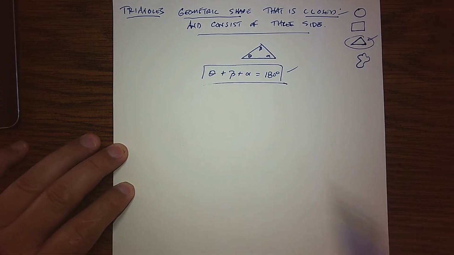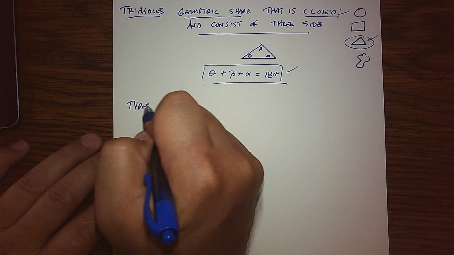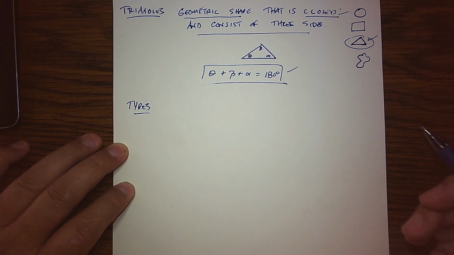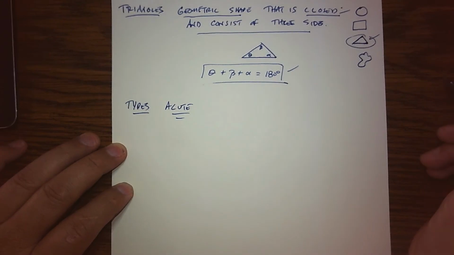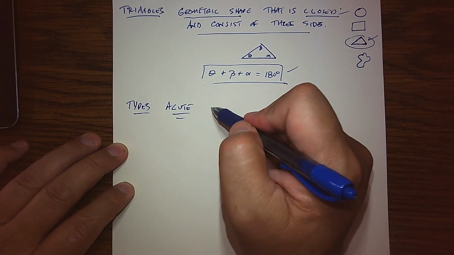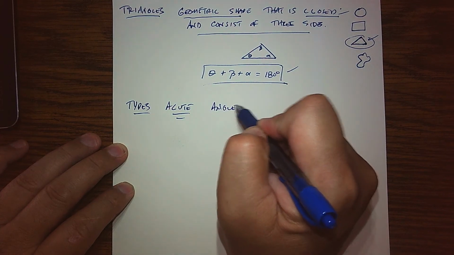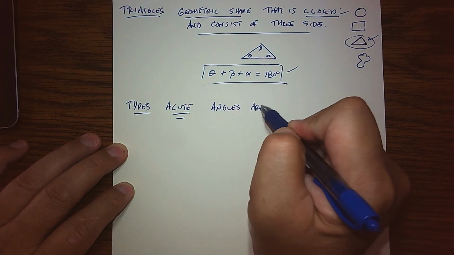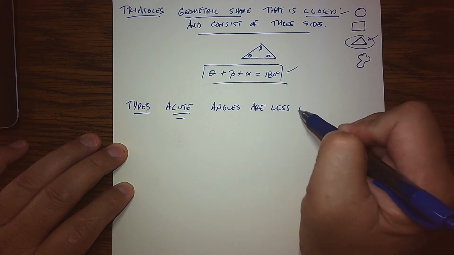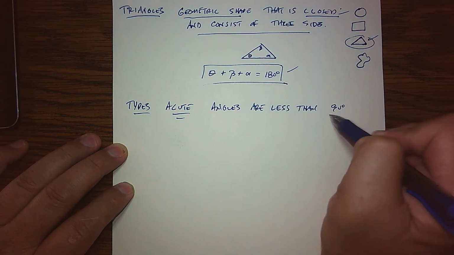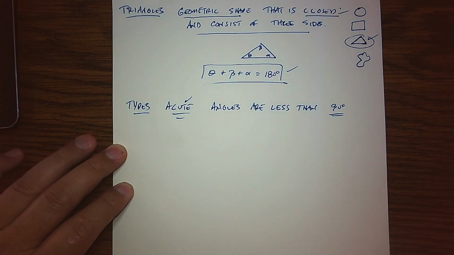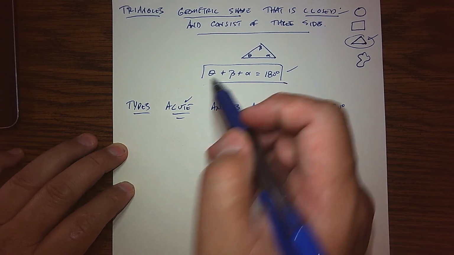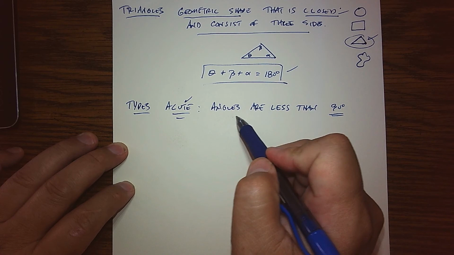Some other facts about triangles: we actually have different triangle types. Some triangles are called acute. Acute triangles are essentially when all the angles are less than 90 degrees. Recall that an acute angle is an angle with a measurement of less than 90 degrees, and so that's what an acute triangle is. All the angles are less than 90.